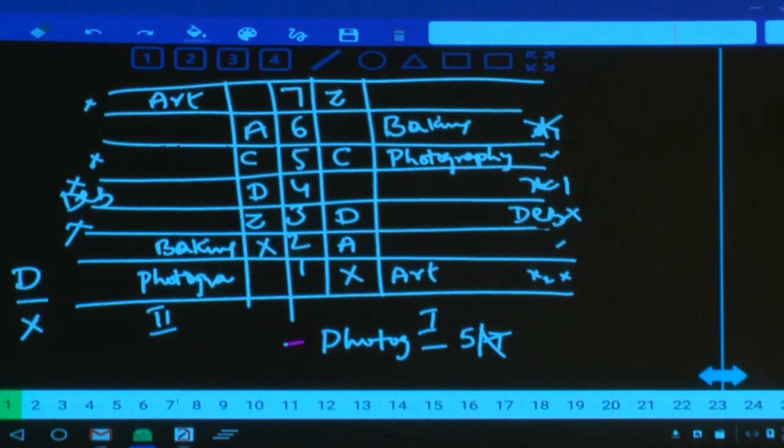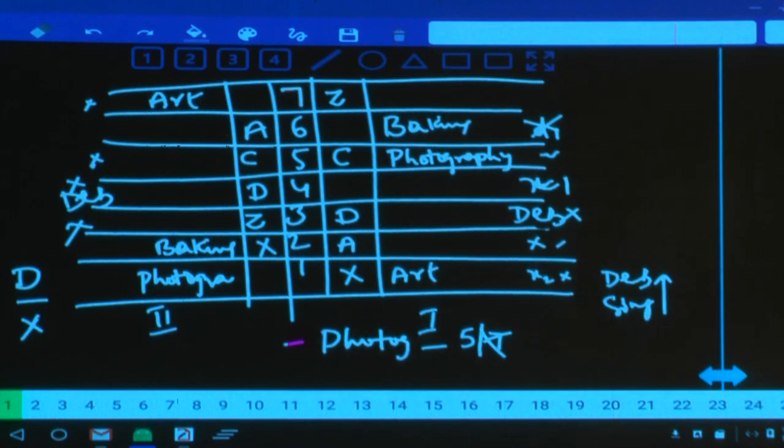D lives on one of the floors above X. D is participating neither in baking nor in debate competition. The one who is participating in debate competition lives immediately above the one who is participating in singing competition. Hence, debate and singing must be adjacent to each other, out of which debate is immediately above the person who participates in singing. Hence, debate and singing must be like this. Then out of which, debate cannot be on the 2nd floor. Now I am talking about case number 1.